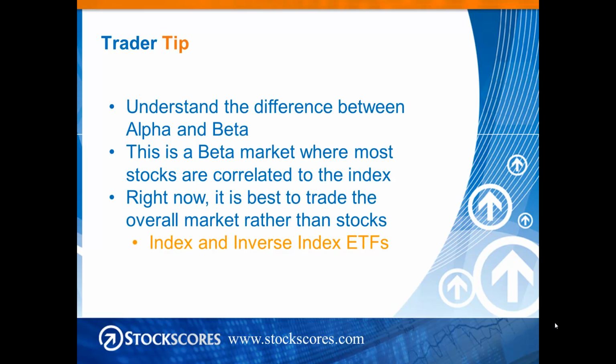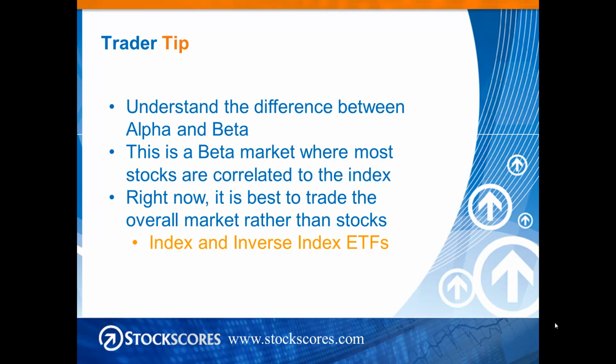Now, the alpha component of a stock's performance relates to that stock specifically. So if the market goes up 1%, we would expect the stock to go up 1% if it has a beta of 1. If that stock ultimately goes up 9%, then it has made an abnormal return of 8%. We refer to that as the alpha.